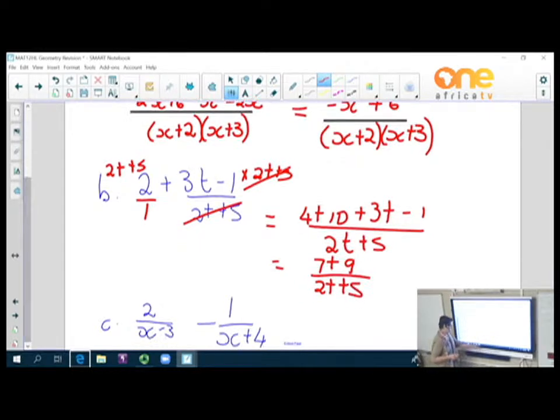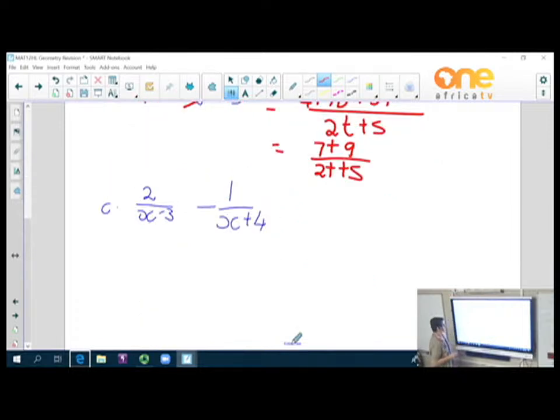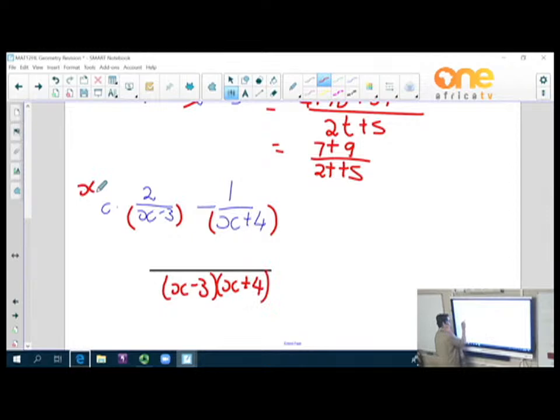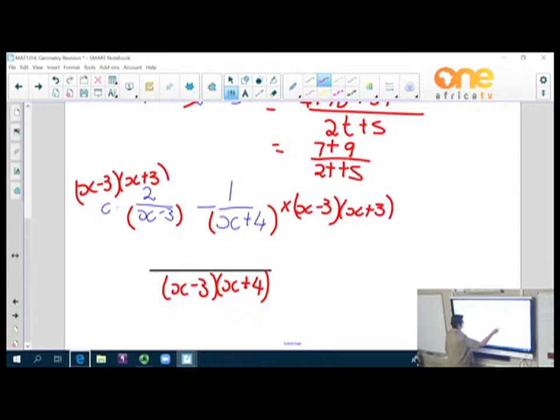And the very last sum there, again it's subtraction. What is going to be my LCM? My LCM is x minus 3, x plus 3. We multiply the 2 there. So you multiply with x minus 3, x plus 3. And here we also multiply with x minus 3, x plus 3. And cancel. So it is then 2x plus 6.